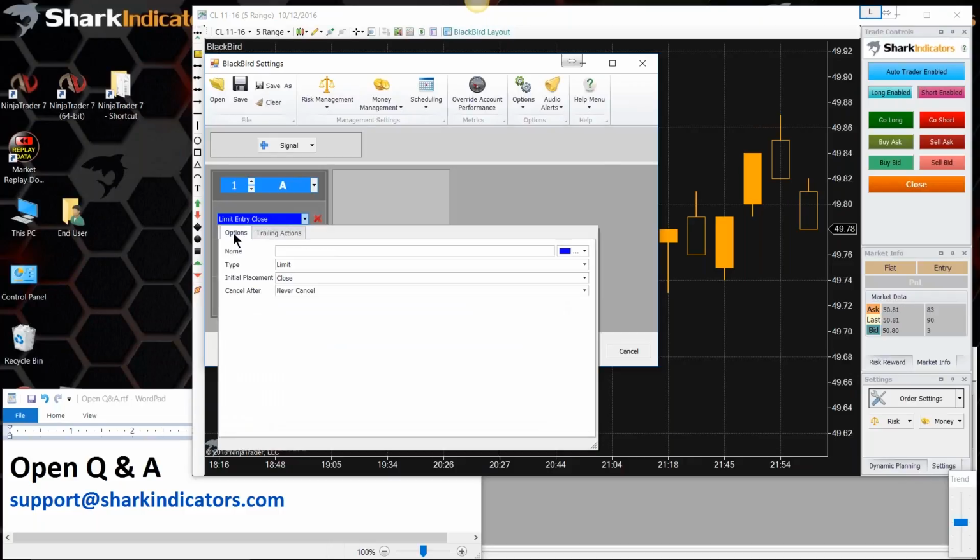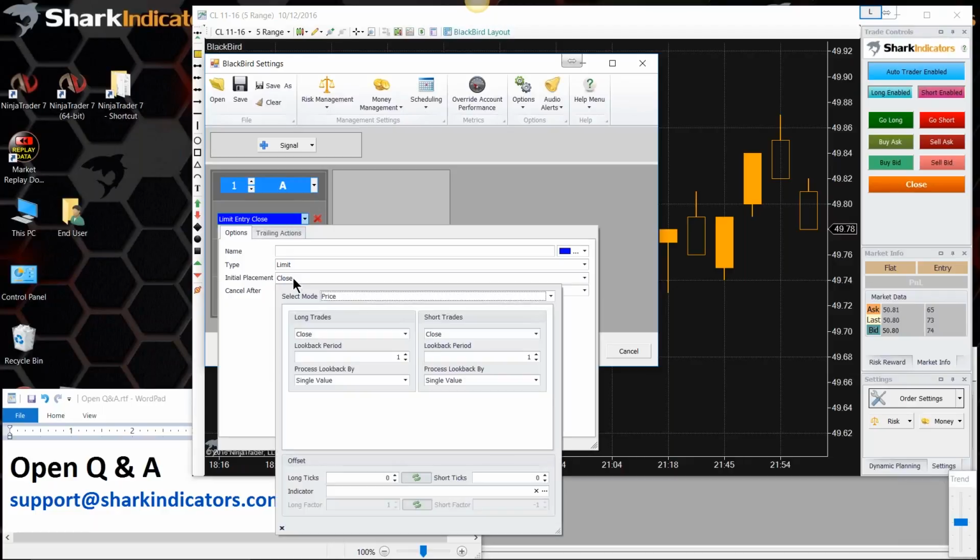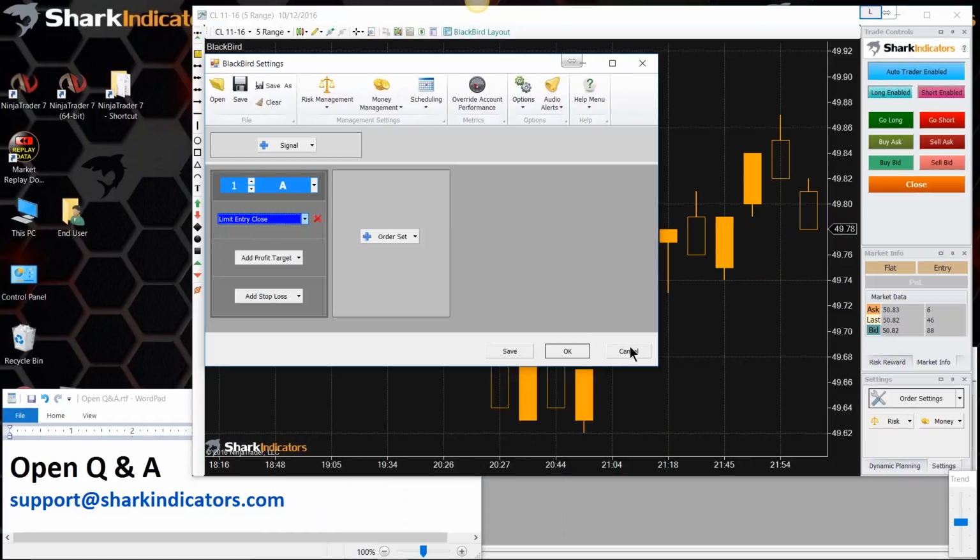So we have a limit order, and the first thing you have to decide is how to set your limit order price. By default, your initial placement is going to be at the closing price, right? The bar that just closed, it's going to be that closing price. That's just some kind of default setting here. If you want, of course, you could put an offset, so you could use the closing price plus an offset.